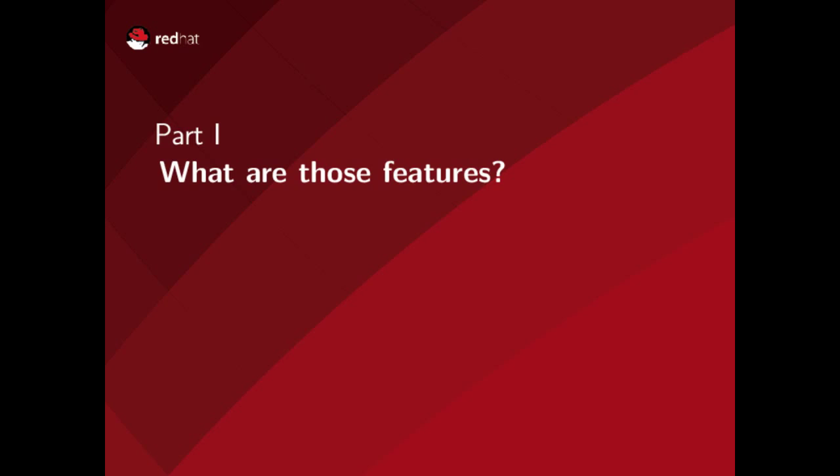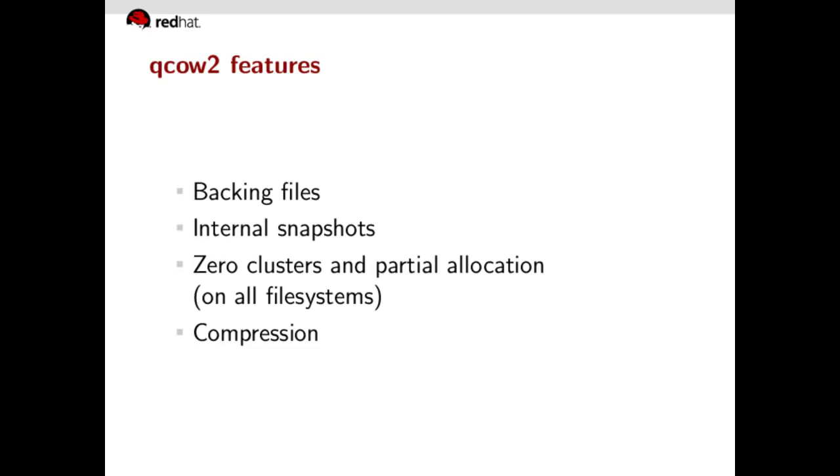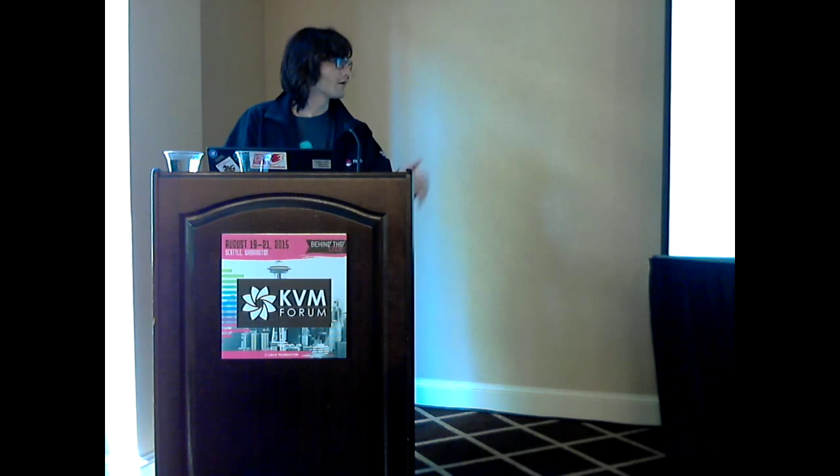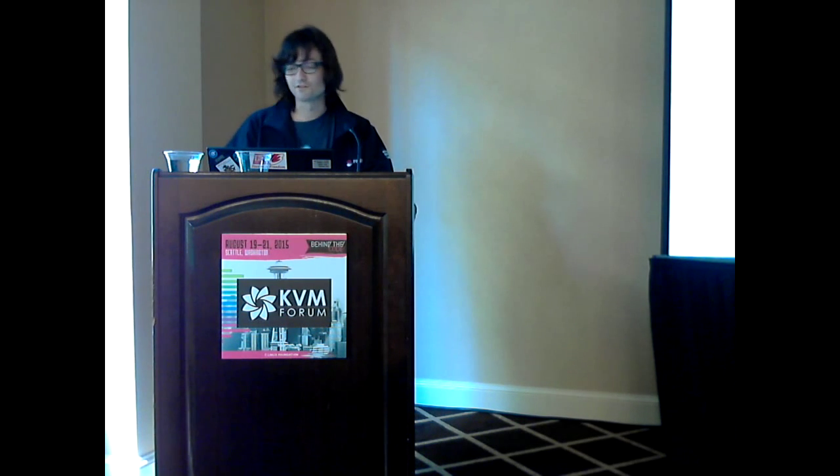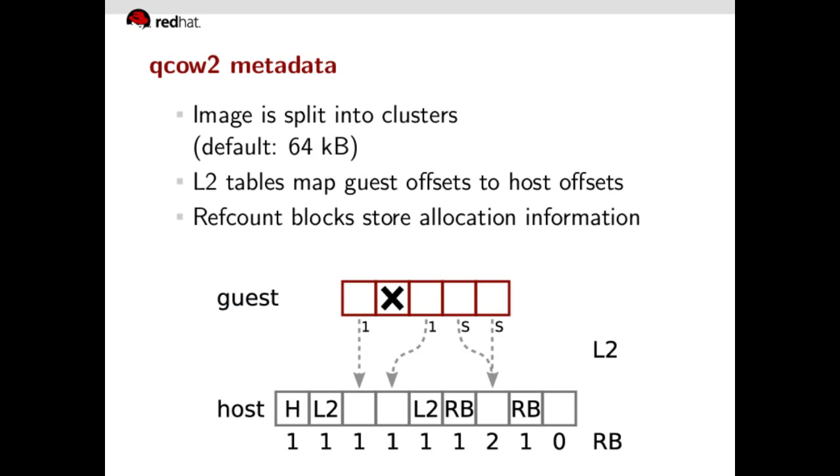So first part, what are those features qcow2 provides? Well, we have backing files, we have internal snapshots, we have zero clusters and partial allocations on all file systems. So with raw images, you can have partial allocations on most modern file systems too, but with qcow2, you get it everywhere. And also you get compression, which may or may not be useful to you personally, but it's a feature qcow2 provides and raw doesn't, so it's listed here.